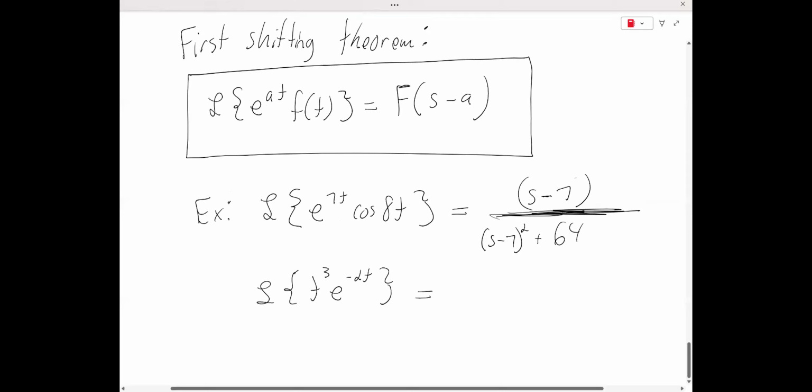Okay, so basically, you start by finding the Laplace of the t cubed, which is what? That's 3 factorial over s to the fourth. But instead of s to the fourth, you write this now. Now, actually here, the sign switches as well. It'd be like this. A lot of little things to keep track of there.